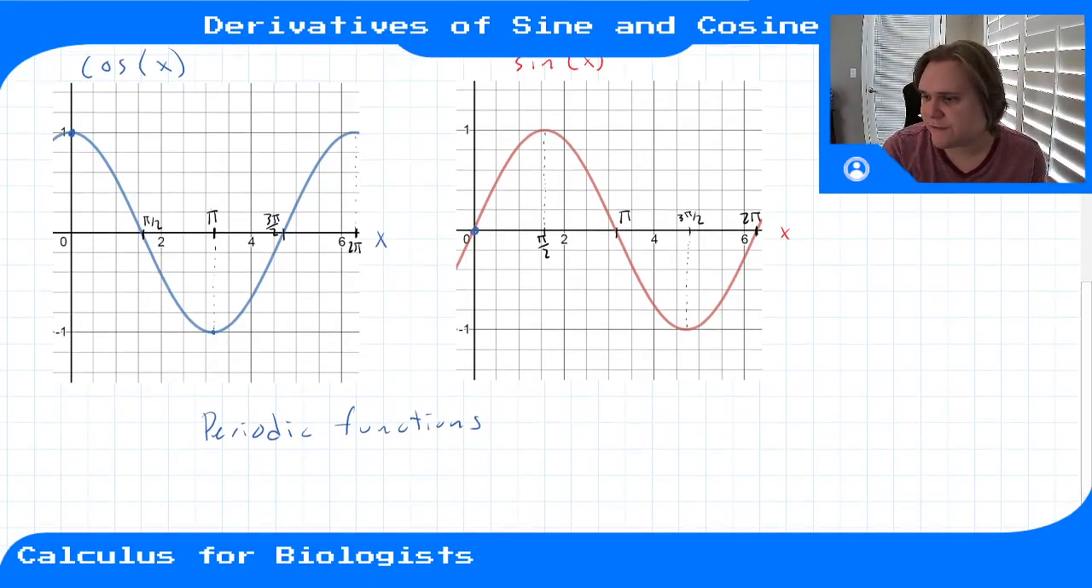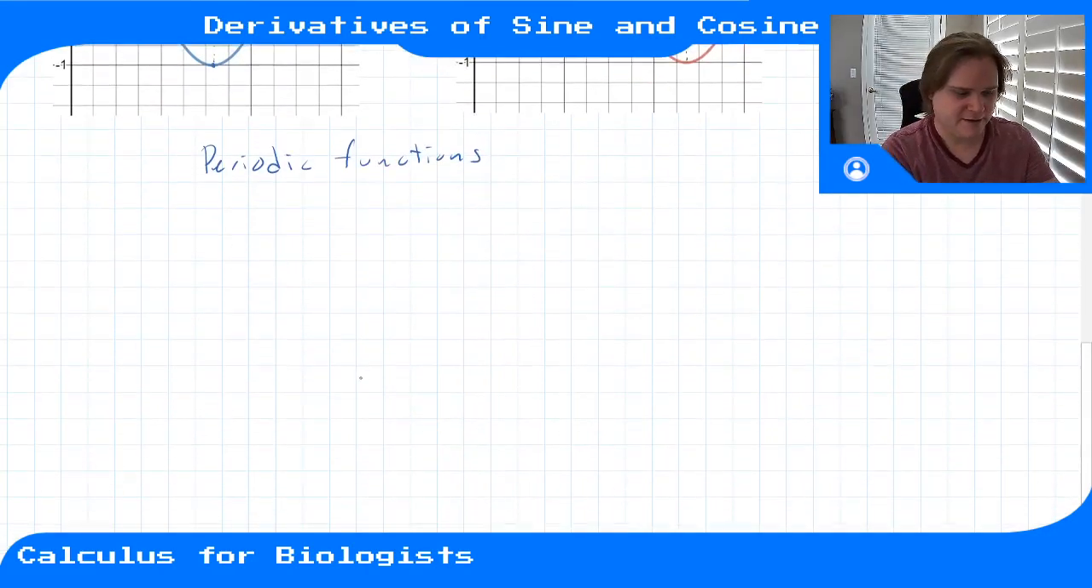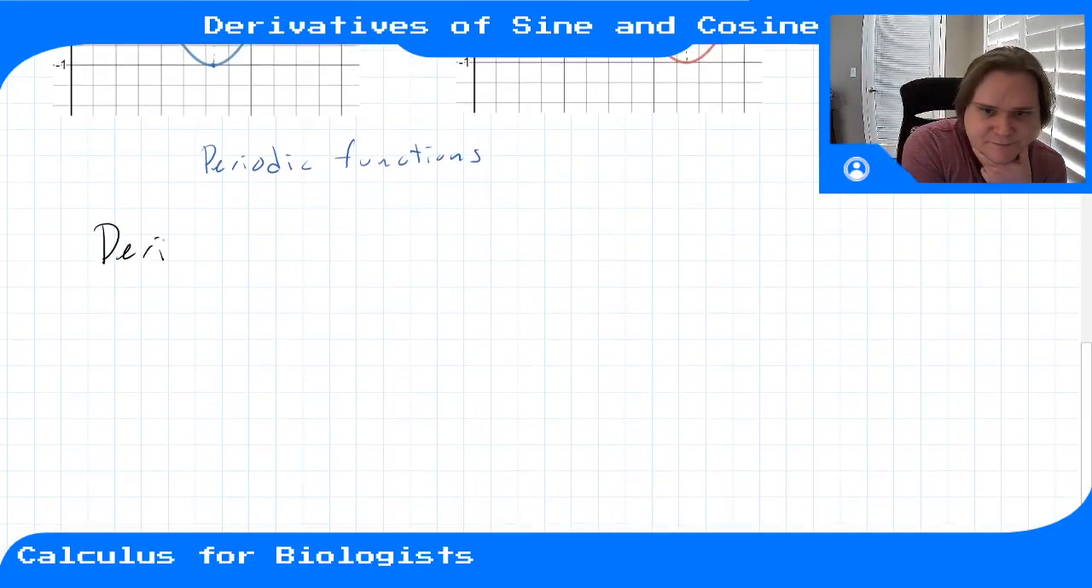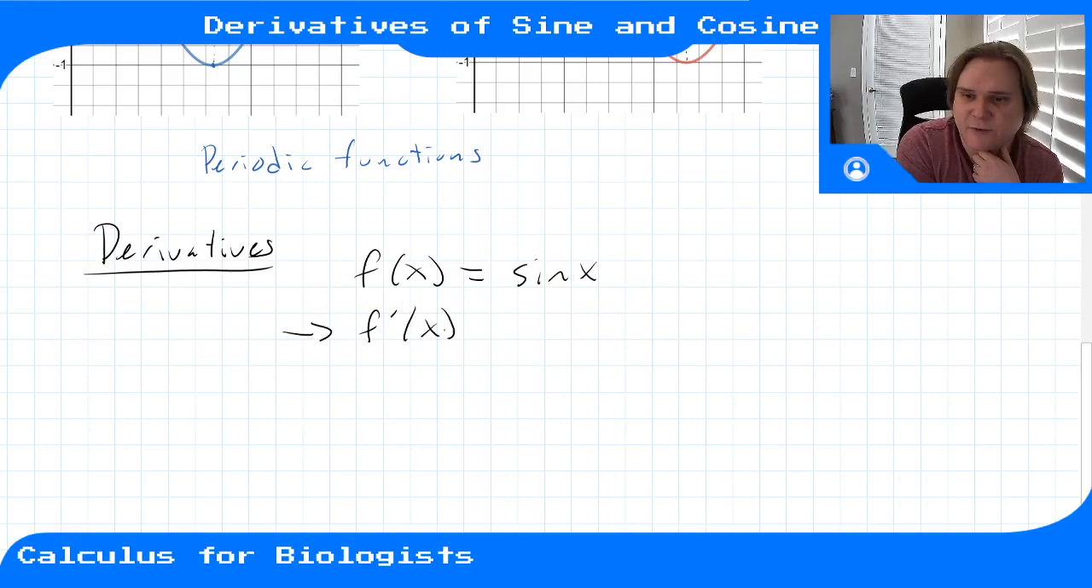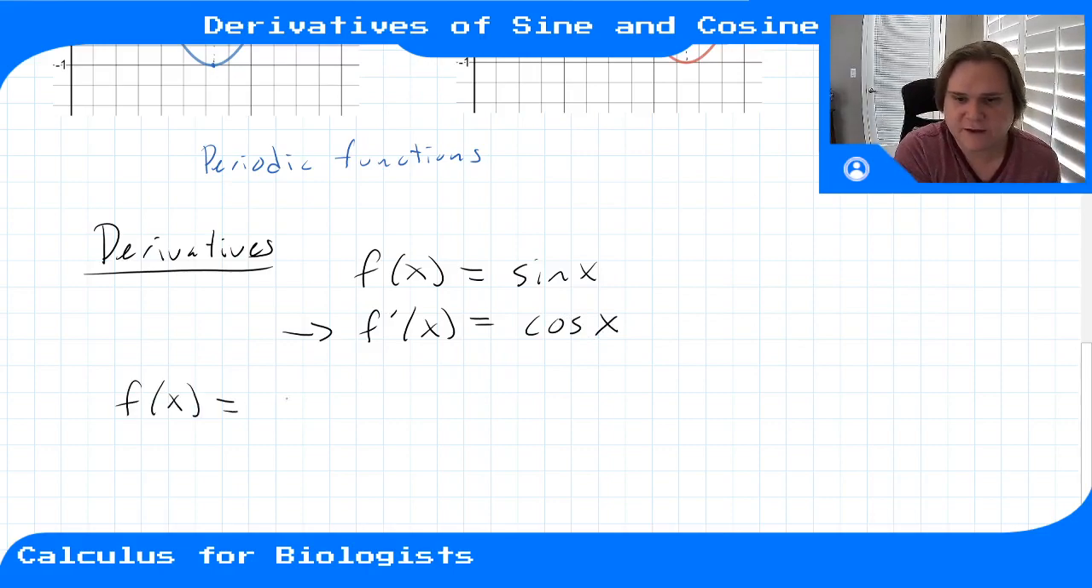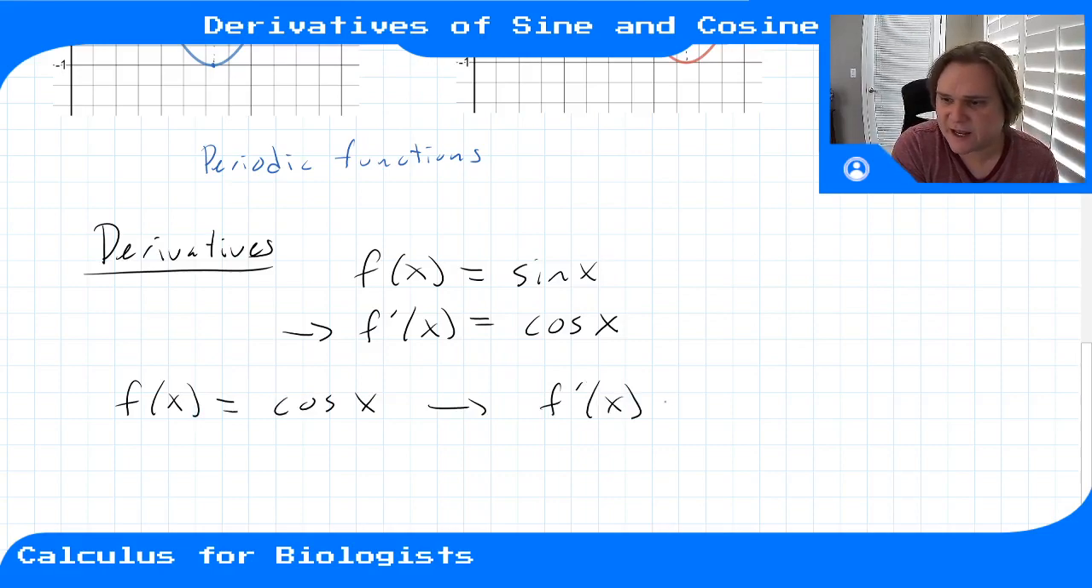Okay, so let's do the derivatives of these. We will show that the derivative of, let's say, f of x equals sine of x, is actually going to be cosine of x. And the derivative of cosine is going to be negative sine.